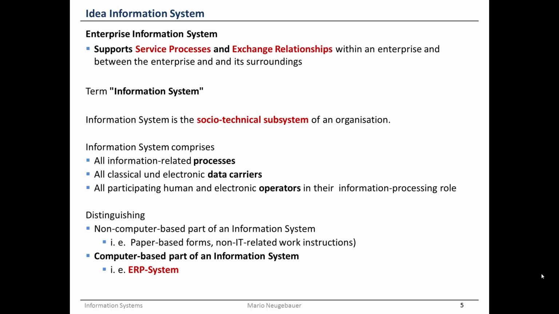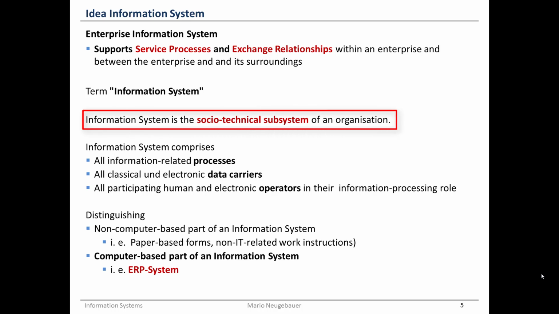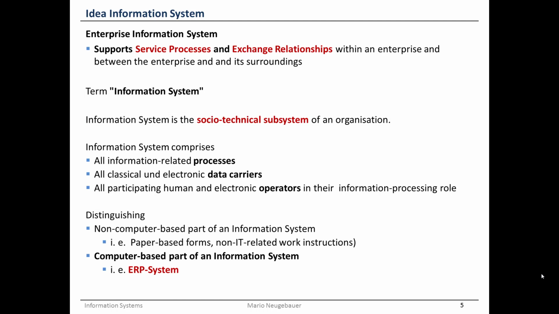And with this knowledge about the system, we now can look into more detail into the information system, which is basically the socio-technical subsystem of an organization. Socio-technical, people are interacting with the system, and there's technology, there are things relevant in this system. And there are basically three parts which are important for an information system. First part are the processes which somehow are related to the information.